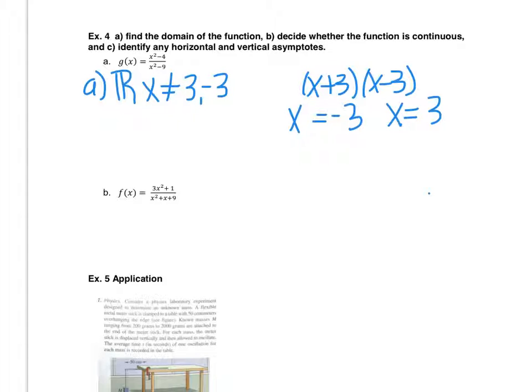Now, as far as part B goes, if it's continuous or not. If I have any kind of an asymptote, it's not going to be continuous. If I have a hole in my graph, it is not continuous. So it will only be continuous if neither of those things are present. So in this case, I know my graph, because I'm going to have two asymptotes on the bottom and I'm going to have a horizontal asymptote, so I know this is discontinuous.